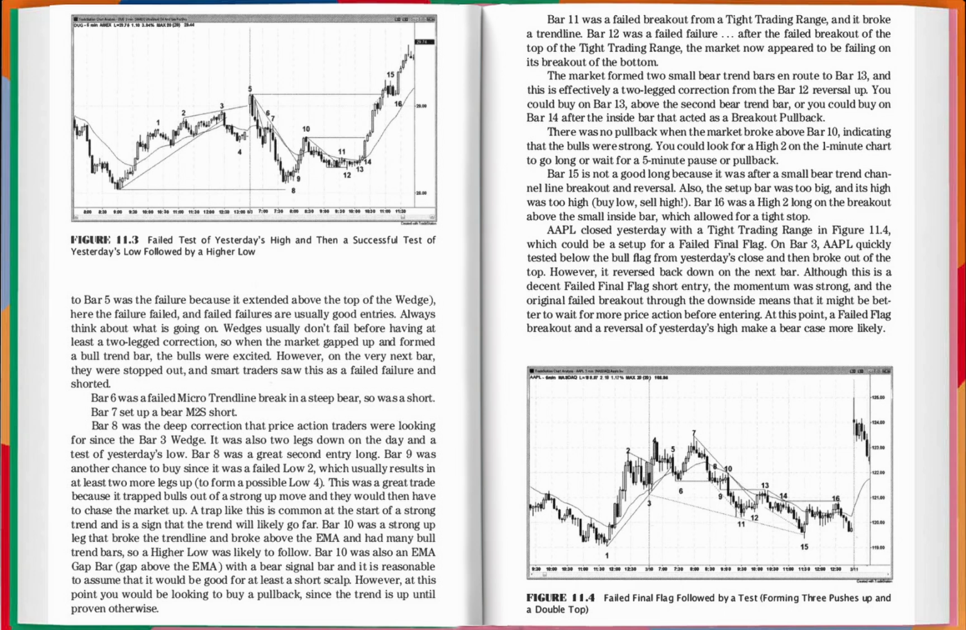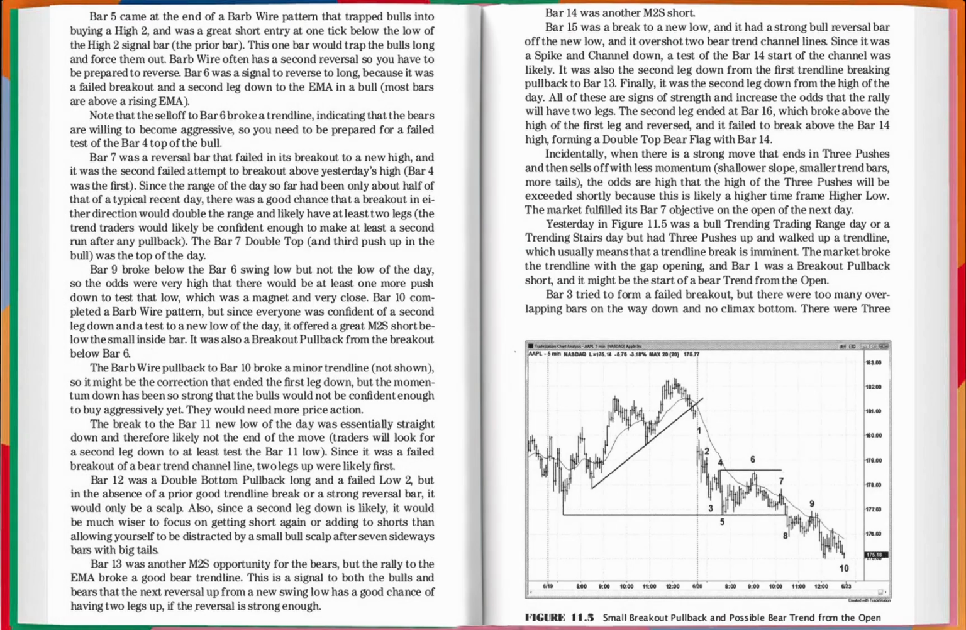At this point, a failed flag breakout and a reversal of yesterday's high make a bear case more likely. Bar 5 came at the end of a barbed wire pattern that trapped bulls into buying a high 2, and was a great short entry at 1 tick below the low of the high 2 signal bar, the prior bar. This bar would trap the bulls long and force them out. Barbed wire often has a second reversal, so you have to be prepared to reverse.